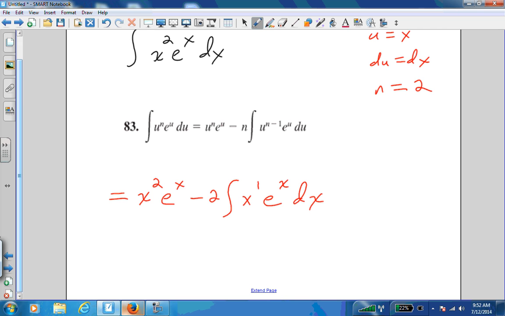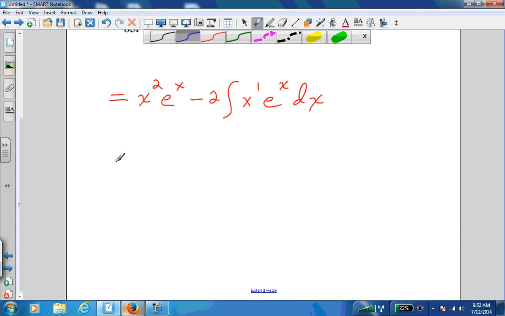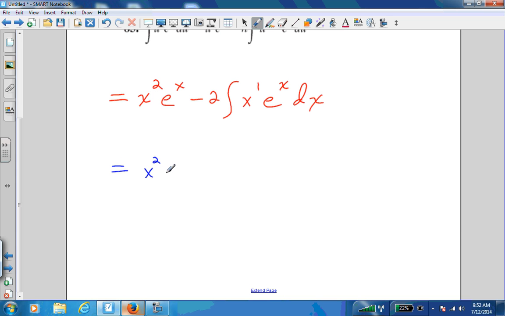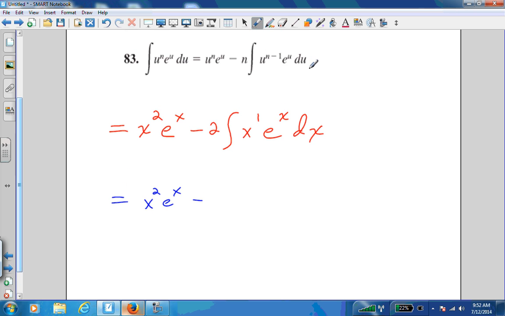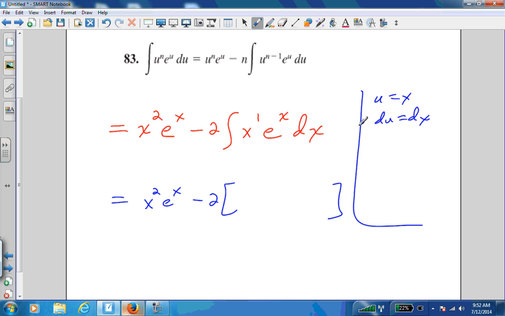So just like when we would have done that by integration by parts, we still are left with an integral. This formula just helps us break these powers of x down as we go. Notice we had an x squared, now we have an x to the first. So we can repeat this same formula. If we want to do this integral, our u is x, so du is dx. This time our n is 1. n is the power of x, so our n is 1.